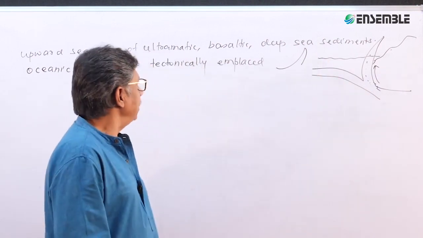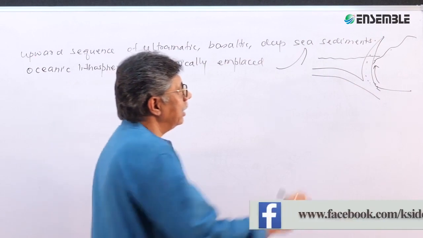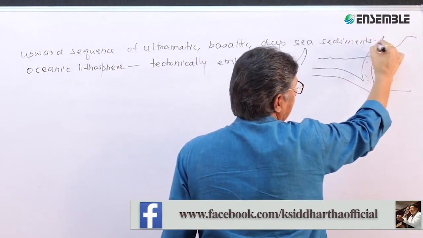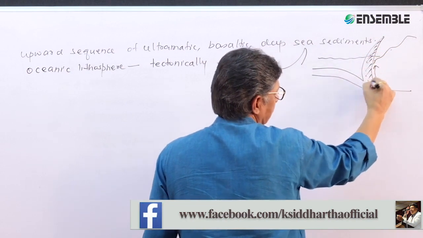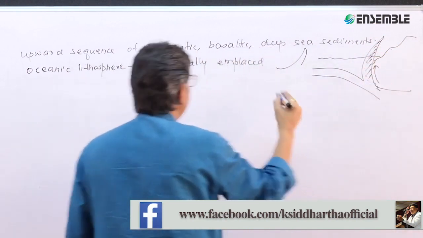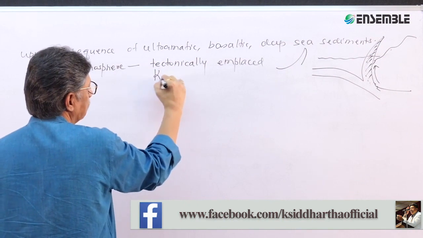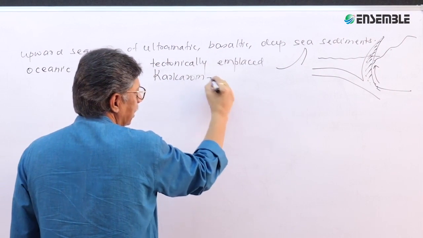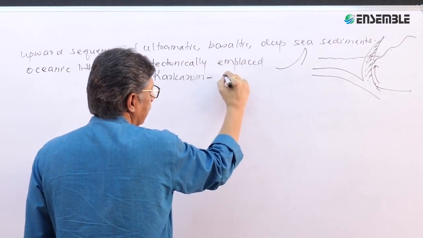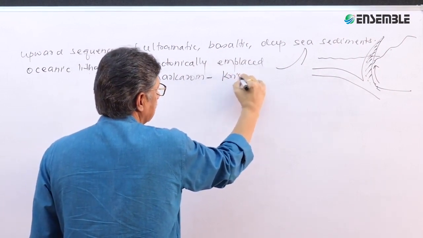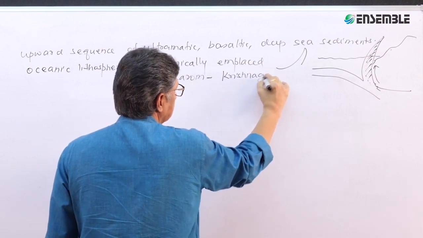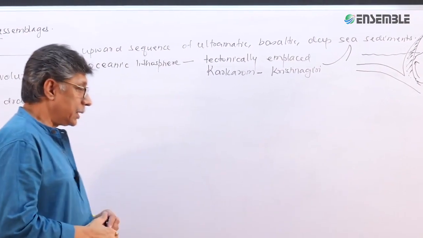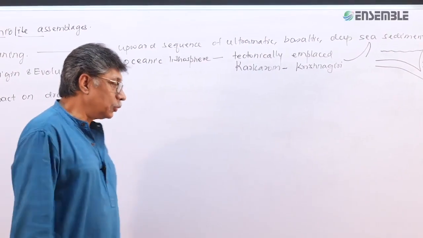This is what has happened in India also, and that is the way the Karakoram mountains have been formed. Now, Karakoram is one example of such tectonically emplaced rocks. Karakoram in ancient literature used to be called by the name Krishnagiri. That was the name that was given to it.